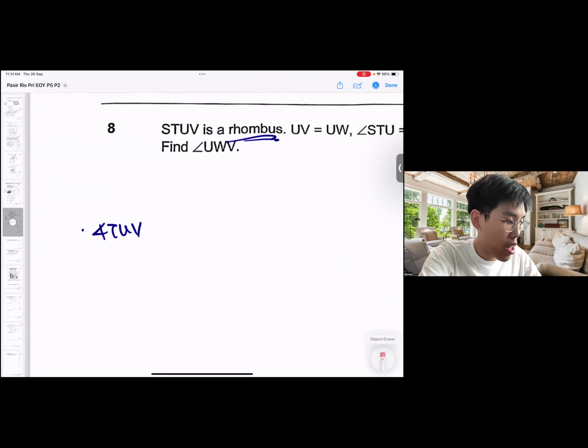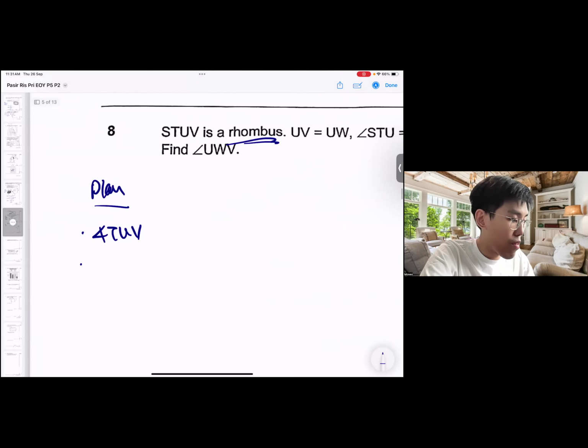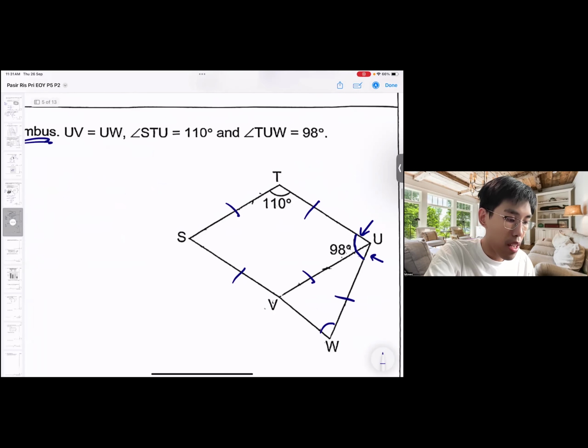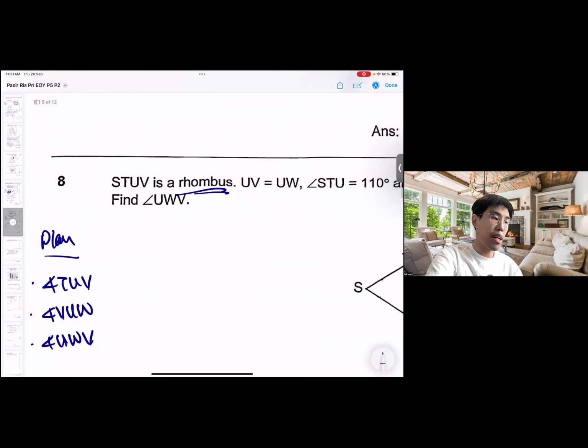TUV. Okay, I shift the plan here. Find TUV first, then we can find VUW. Okay, VUW. Then we can find VWU or UWV, same thing. UWV. Okay, so this is my plan, my 3-step plan.